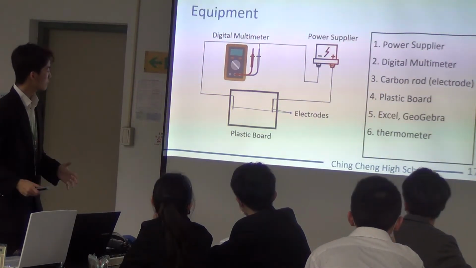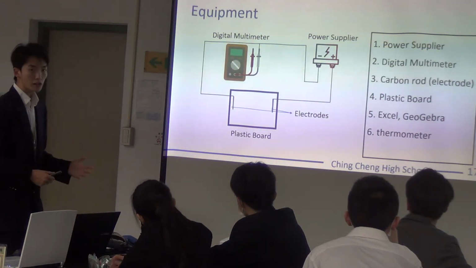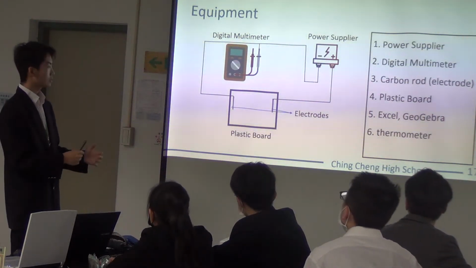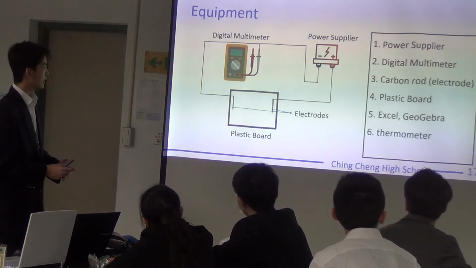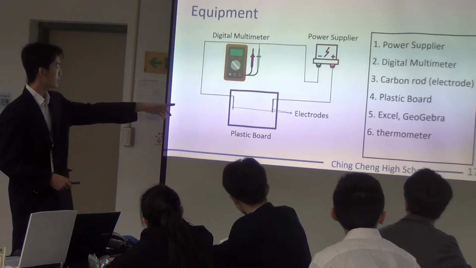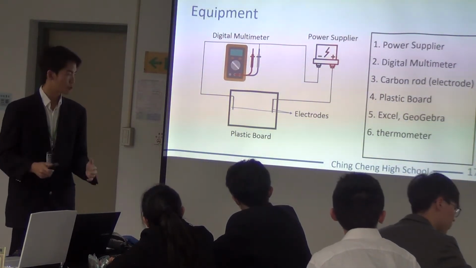And it is important to point out that for our electrode we use a carbon rod, so it will not dissociate. It will only dissociate like water, and we use a thermometer to make sure that the temperature is controlled.